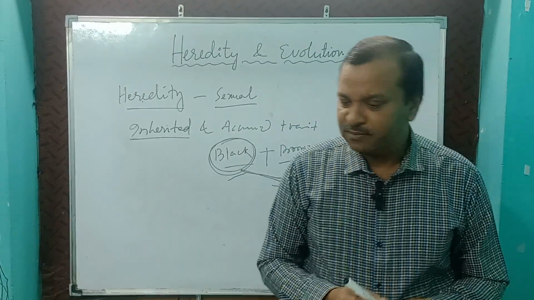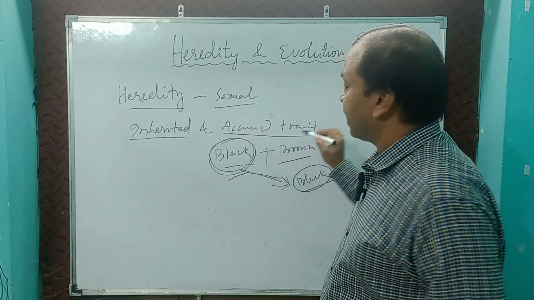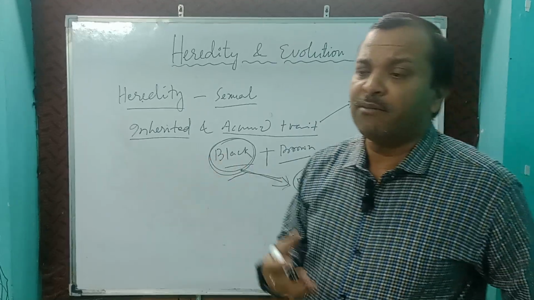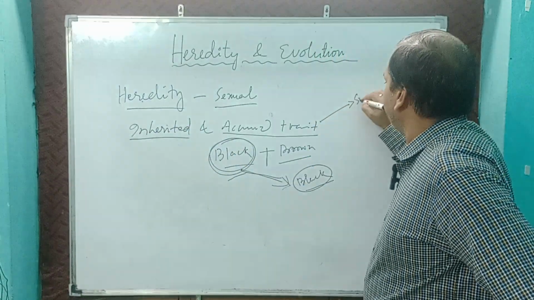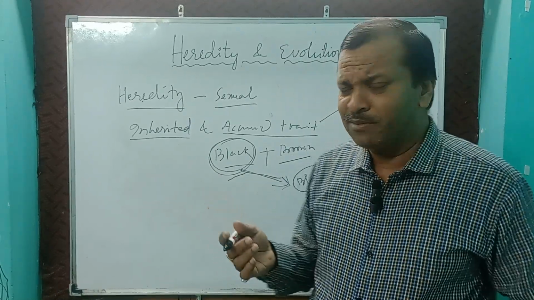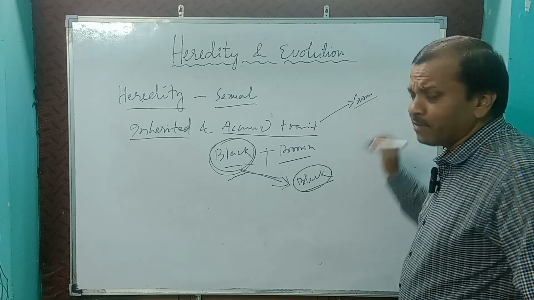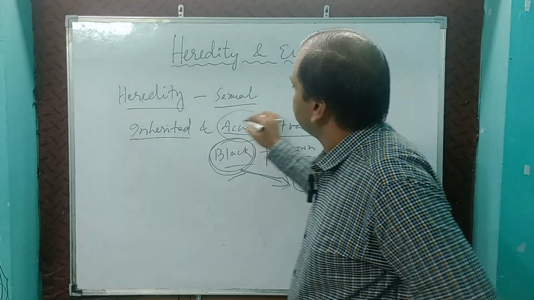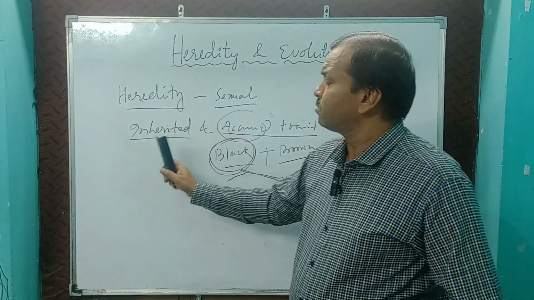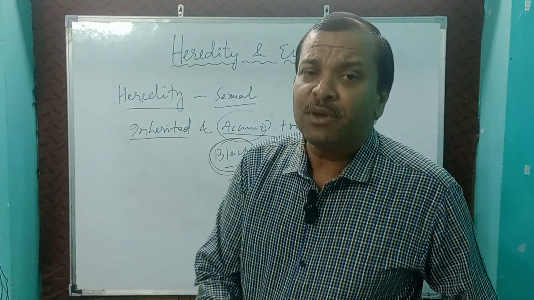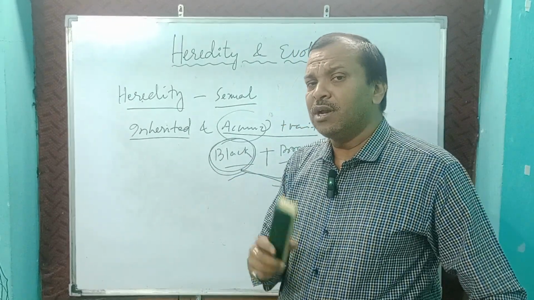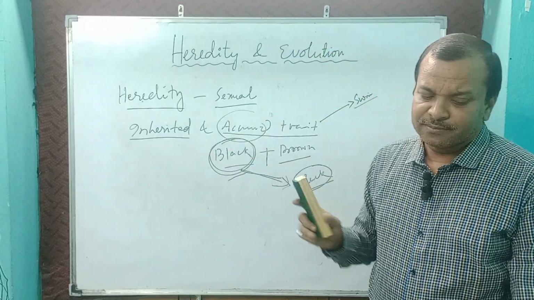Second one is acquired trait. What is an acquired trait? Which you acquire from the environment, from anywhere, like swimming. Suppose your father doesn't know swimming, your mother doesn't know swimming, but you can acquire swimming. So swimming is an acquired trait. Is it clear? Inherited means what is inherited from your parent. Suppose your father is tall and mother is tall, you might be tall. Clear?